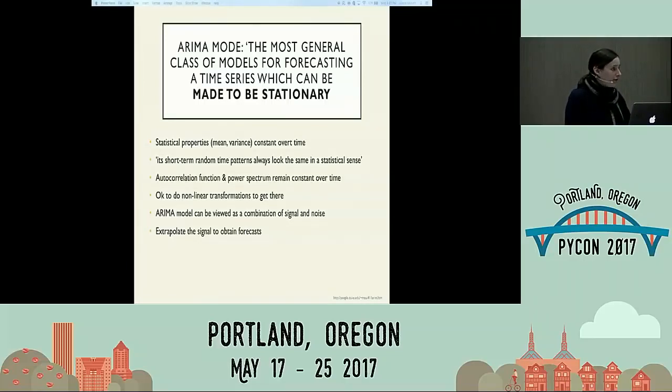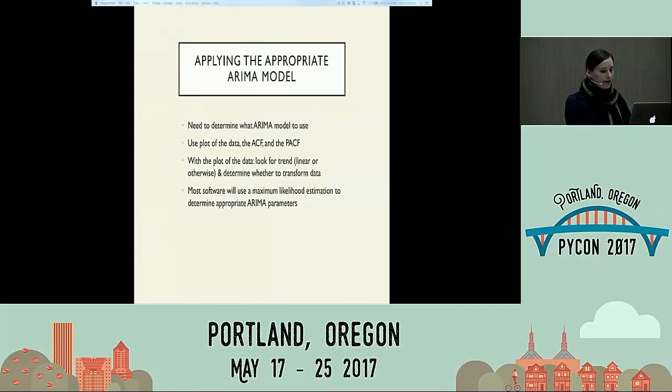I cannot say that enough. If it's not stationary, this is a no-go. So your statistical properties have to be constant over time. Short-term random time patterns always look the same in a statistical sense, right? So that's what the ARIMA model takes advantage of. You need your autocorrelation function and power spectrum to remain constant. You can do nonlinear transformations to get there, but they have to be monotonic, one-to-one. And from that, you can extrapolate the signal for the forecast.